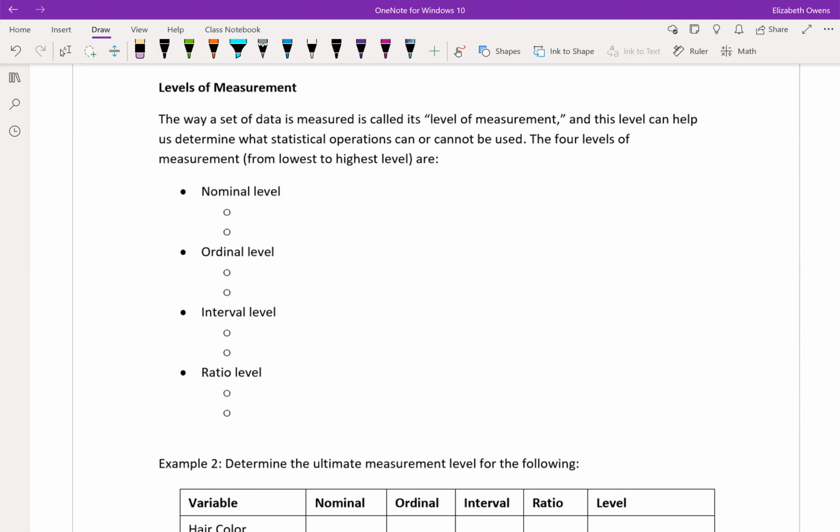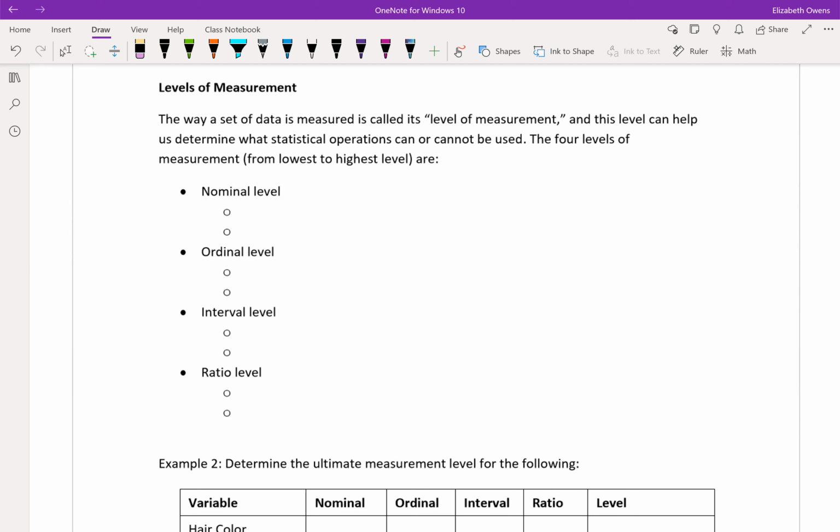If you need a memory device, you can remember these with the word NOIR, like film noir, from lowest to highest. Okay, now let's get into the different types, beginning with nominal.